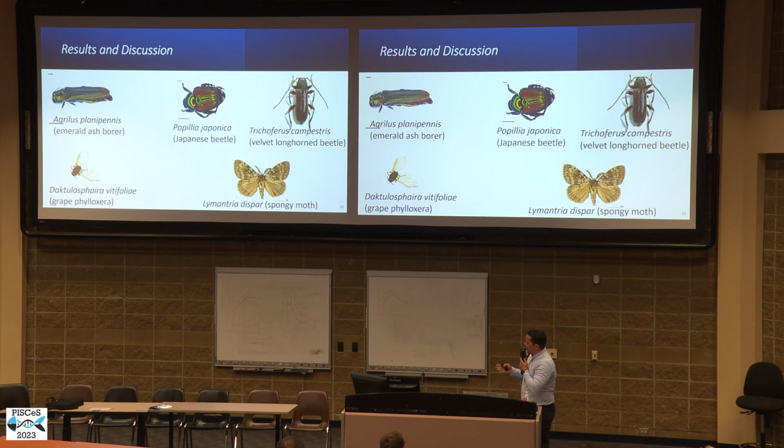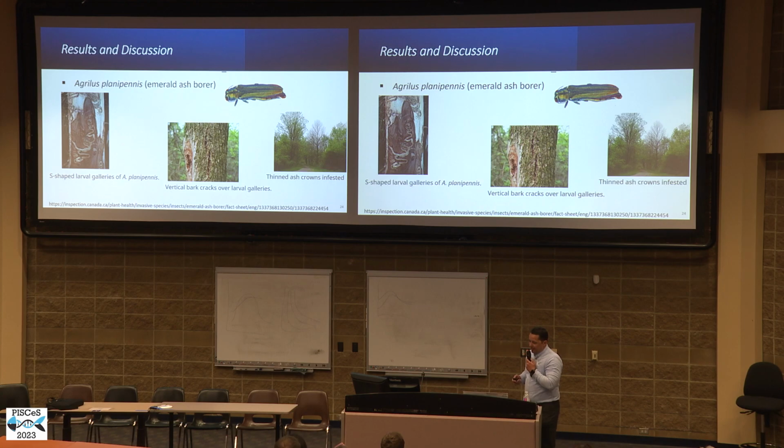Three of them are coleopterans, one is a hemipteran, and one is a lepidopteran. The coleopterans are the emerald ash borer, the Japanese beetle, and the velvet longhorn beetle. The hemipteran is the grape phylloxera, and the lepidopteran is the spongy moth. The emerald ash borer is a species native to Asia, introduced in Canada in 2002. It's a wood-boring beetle. The larva feeds exclusively on ash trees.